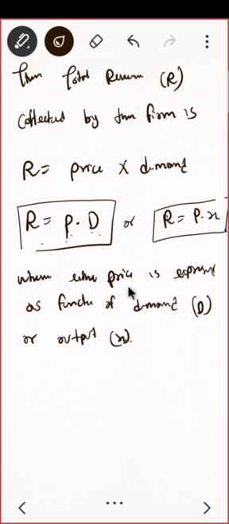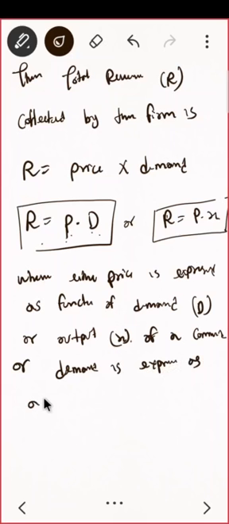Yeah. So where the price is expressed as a function of demand D or output X of a commodity, or one more thing may have happened, that demand is expressed in terms of price as a function of the price of a commodity. Correct. Sometimes D will be given in terms of P, sometimes P will be given in terms of D. So that's how you need to see.